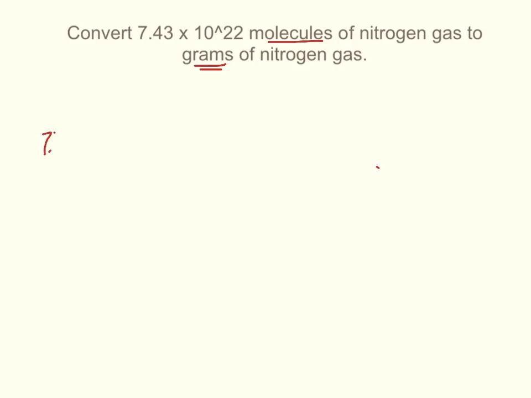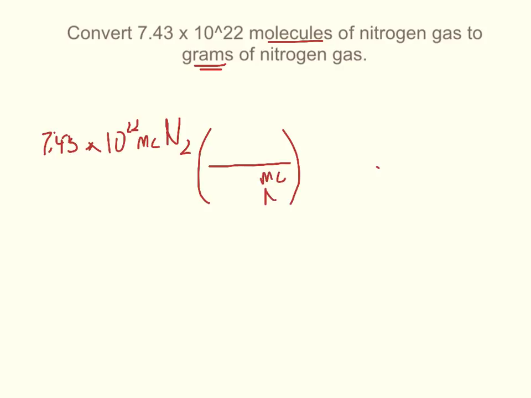I have 7.43 times 10 to the 22nd, and this is molecules of nitrogen gas. And if you remember, nitrogen gas is going to be N2. It is a diatomic gas, and so we're going to have to deal with that when we get to the molar mass. So molecules first, though, because I've got to get us to moles. So I have molecules of N2 gas.